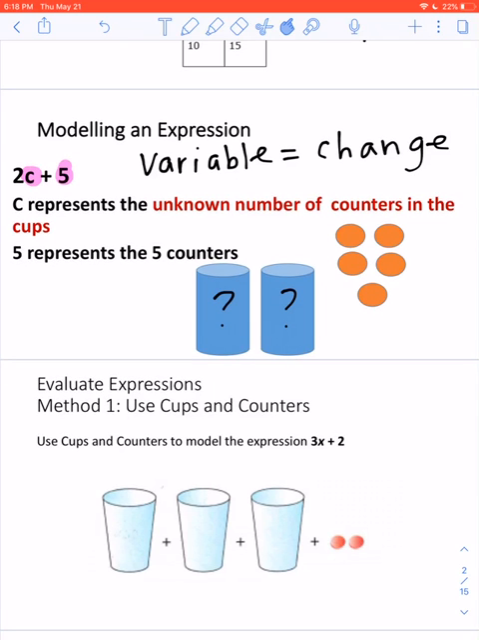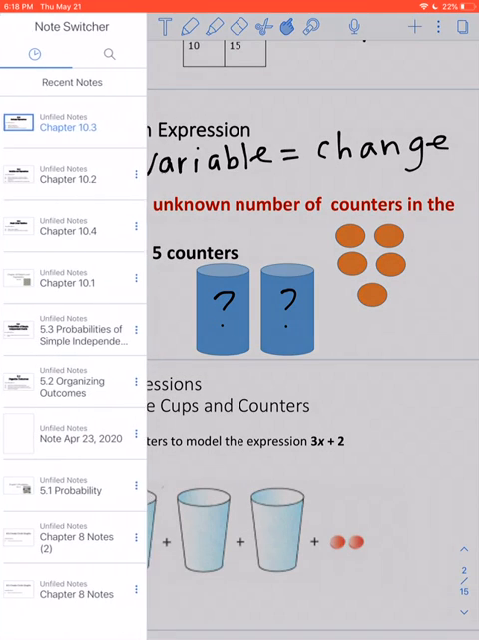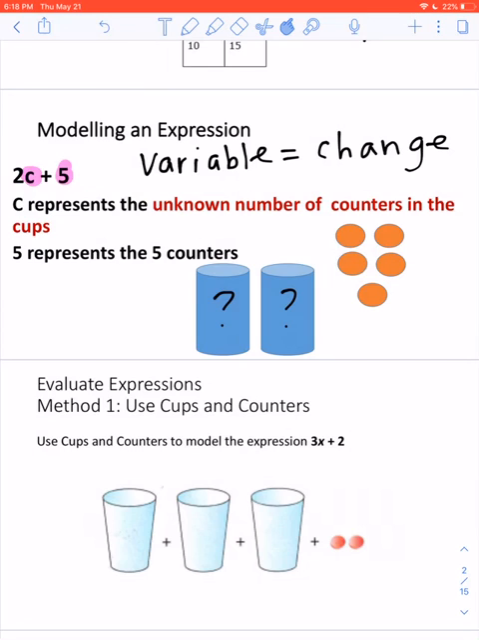So we're going to look at an example, evaluating expressions using cups and counters. So here's an expression. Once again, we know it's an expression because there's a variable, which is x. Don't be scared or confused when you see x or c or y. It doesn't matter what the letter is at all. So let's see if we can piece this together.